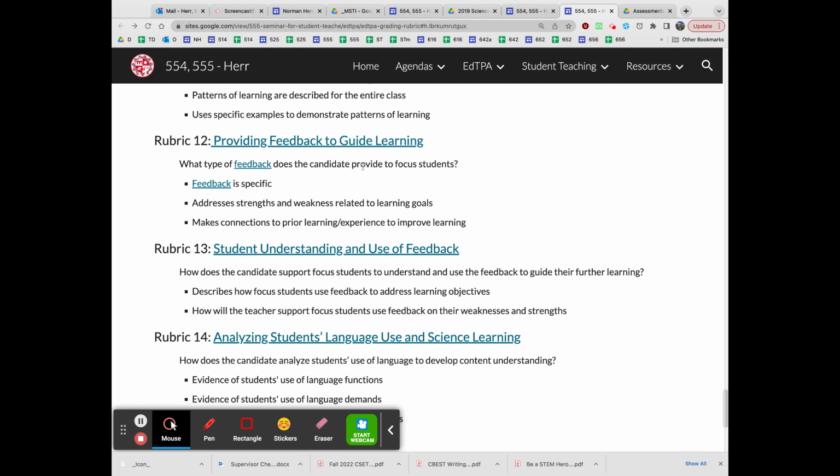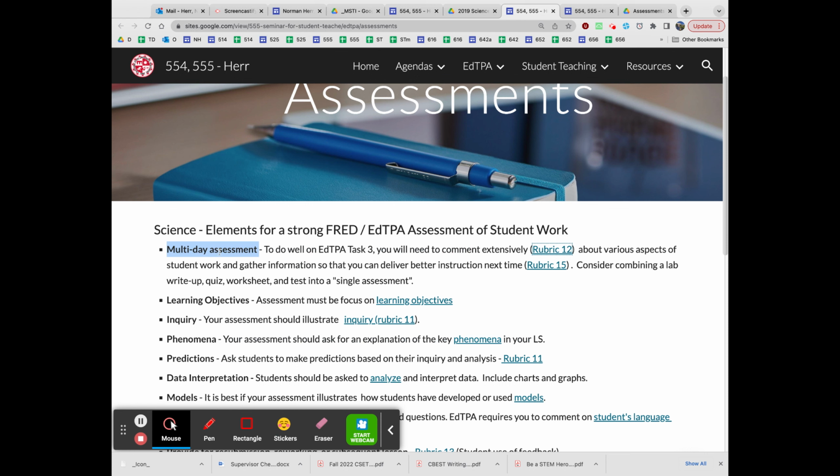You want to have written feedback. You want to make sure it's in a different color ink than the students' work, so it's very clearly seen as to what you have provided for your students. So if you look back over here, by having a multi-day assessment, one that's recorded over a variety of different days that's relevant to the unit, you'll be able to have sufficient material to comment on. You want various aspects of student work to gather information so that you can deliver better instruction next time.